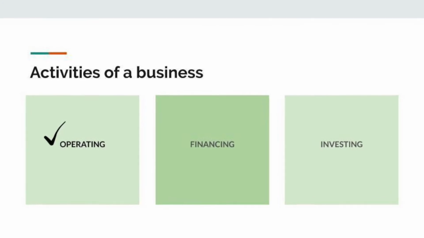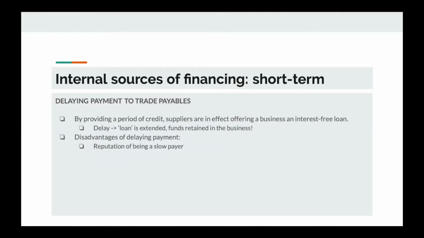Ito naman, nagiging sutil ka naman sa mga supplier mo. So, delaying payment to trade payables. By providing a period of credit, suppliers in effect offer a business an interest-free loan. For example, you own a karinderya, or you own an eating business. Ang supplier, on his side, will supply you 50 trays of eggs per week. You will pay every 20th of the month. Now, let's say hindi mo tinutupad yung 20th of the month. Let's say, meron ka lang dahilan sa supplier mo. Ay, boss, sorry, sa Lunes na lang kasi walang bangko. O kaya, basta meron kang alibay lagi.